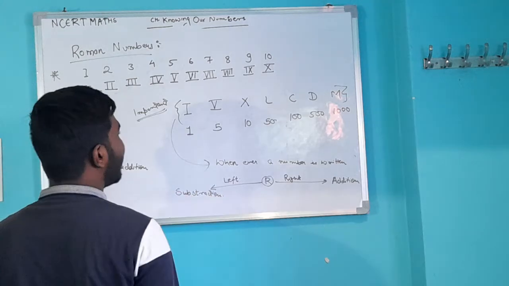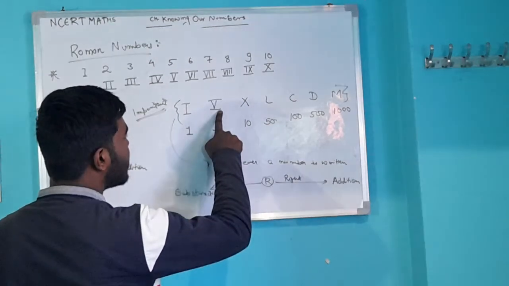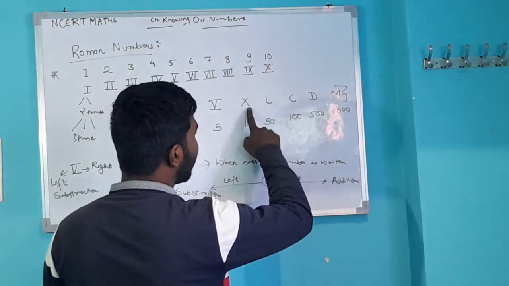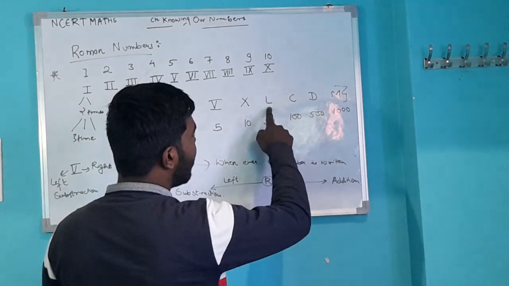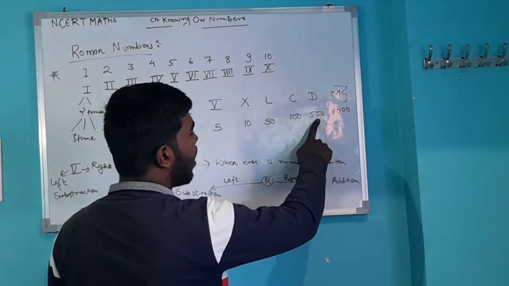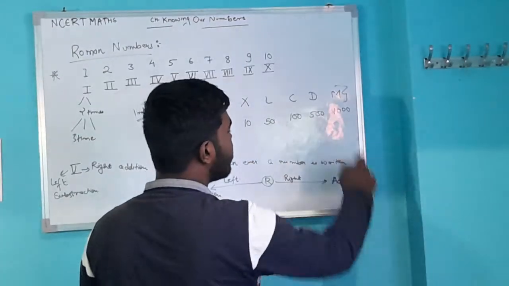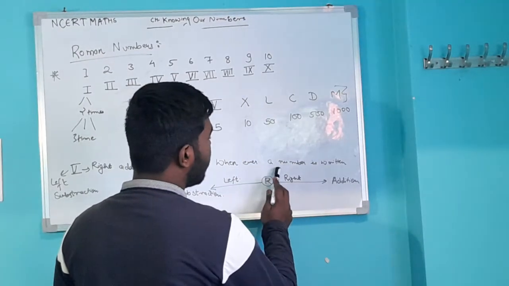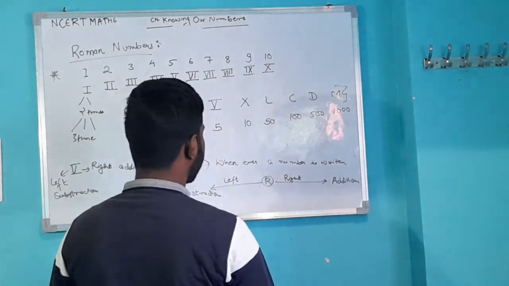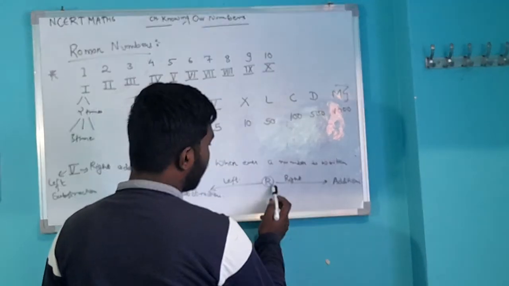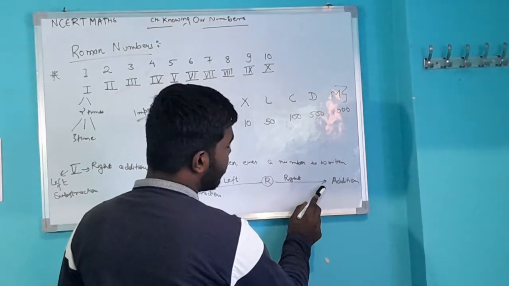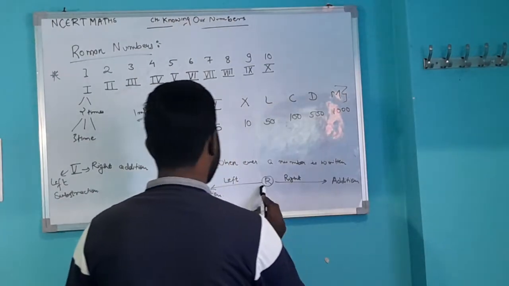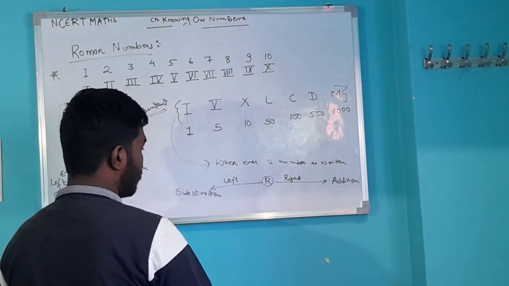1 is symbol I, 5 is symbol V, 10 is symbol X, 50 is symbol L, 100 is symbol C, 500 is symbol D, and 1000 is symbol M. And whenever a number is written in Roman form, on its right side, addition always occurs, and on its left side, subtraction always occurs.